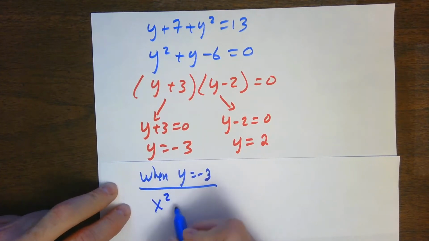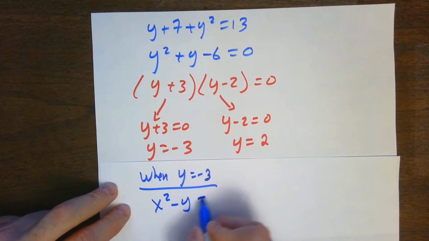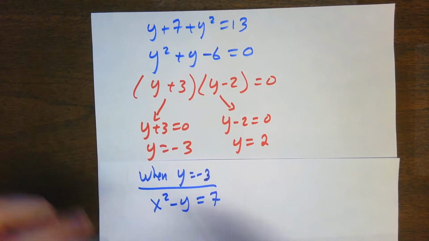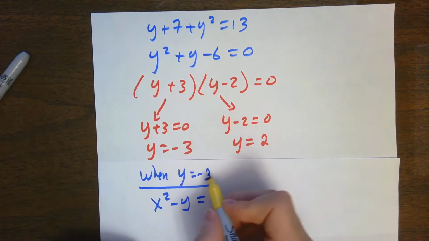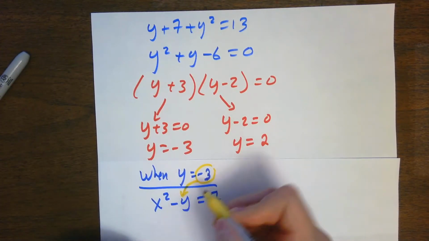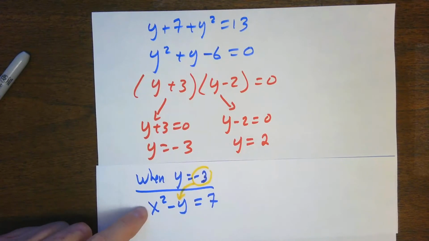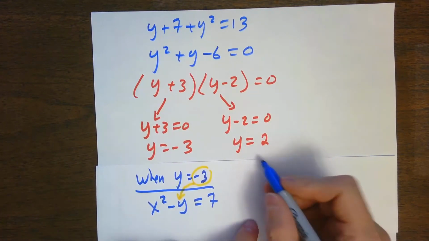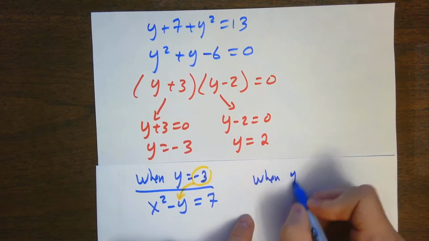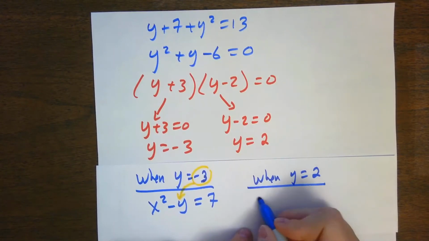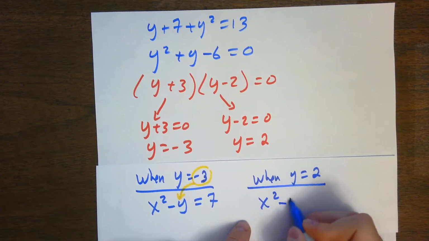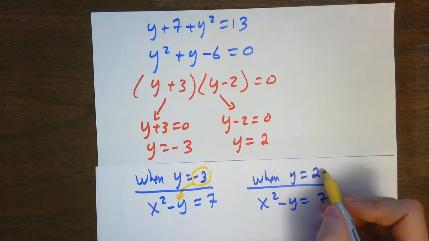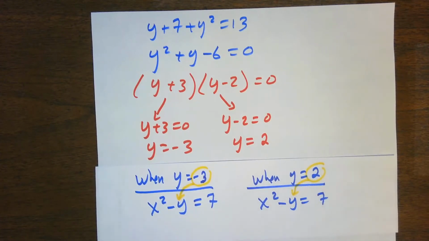The parabola was x squared minus y equals 7. So I'm going to plug that in here. I'm going to take this y value, substitute it into one of my original equations. I'm using the parabola here, and I'm going to solve. Over here, when y equals 2, I'm going to take that y value, substitute it into the original equation to find the corresponding x values.